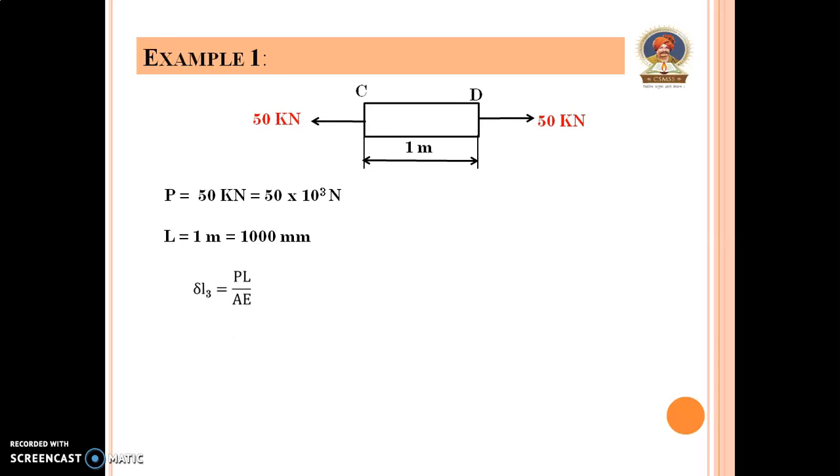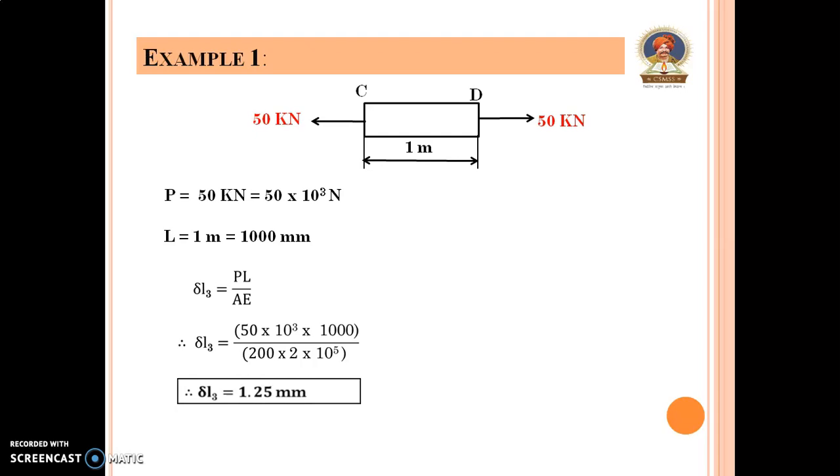Again change in length, delta L3 is equal to PL upon AE. So put all this value, then equation becomes delta L3 is equal to 50 into 10 raised to 3 into 1000 upon 200 into 2 into 10 raised to 5. After solving this equation, we are getting the value of delta L3, that is 1.25 mm.